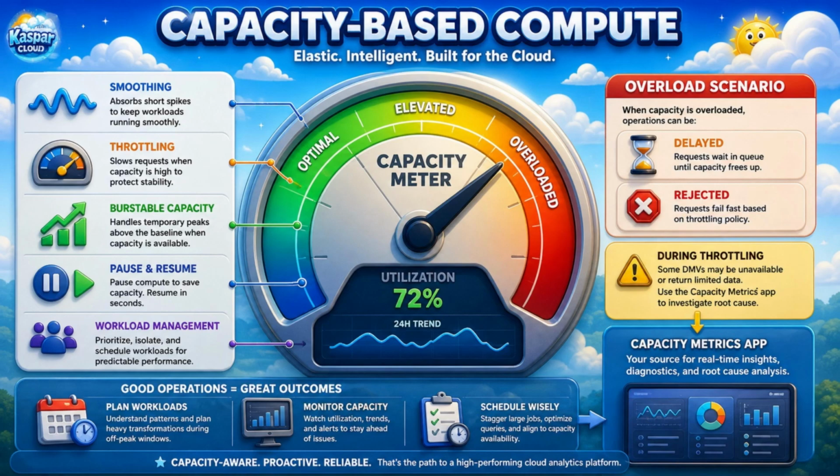During severe capacity pressure scenarios, some dynamic management views and operational diagnostics may become less available, requiring administrators to rely more heavily on the Fabric Capacity Metrics application for troubleshooting and root cause analysis. Successful operations therefore require proactive workload planning, careful monitoring of compute consumption, scheduling of large transformation jobs, and continuous review of workload distribution patterns across the environment.